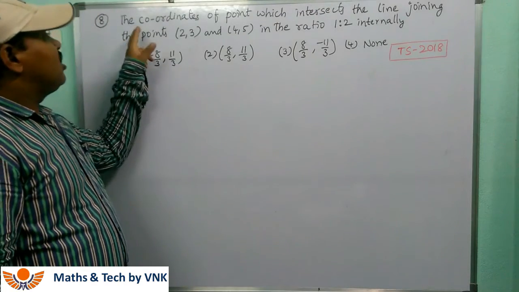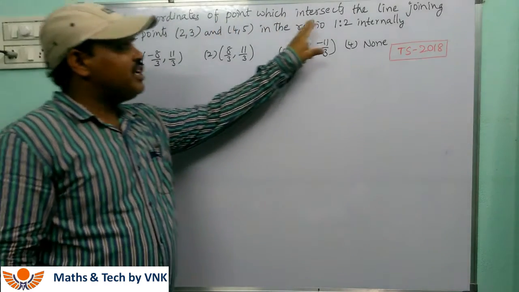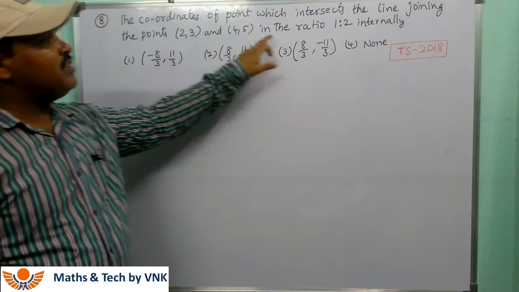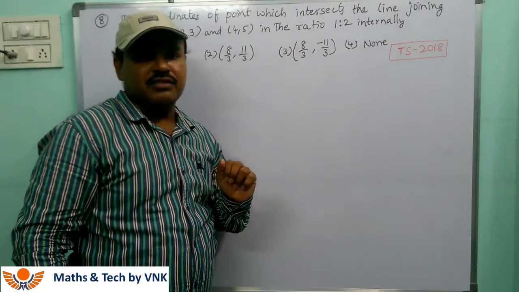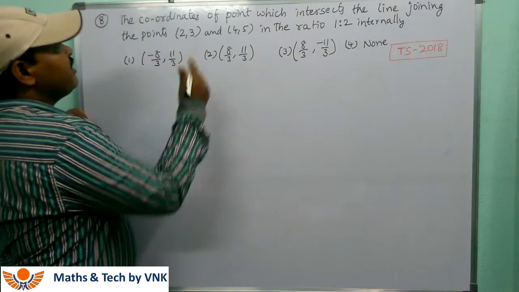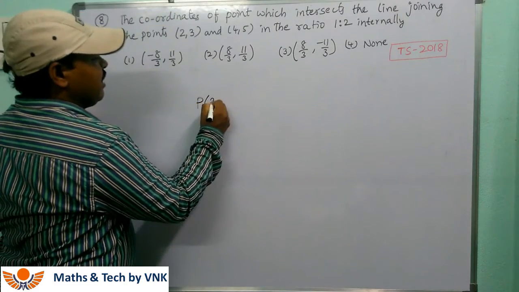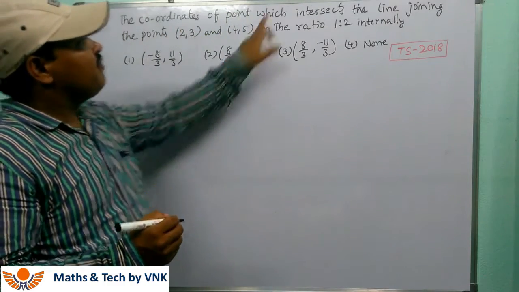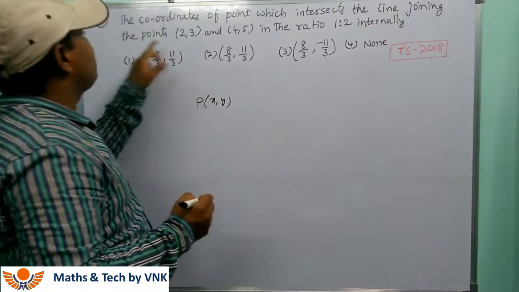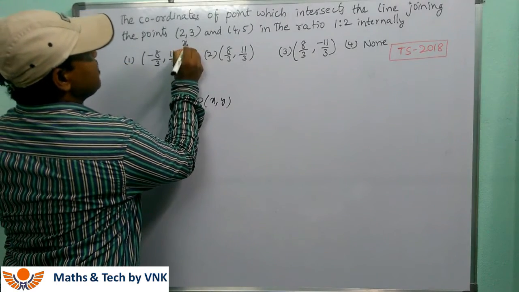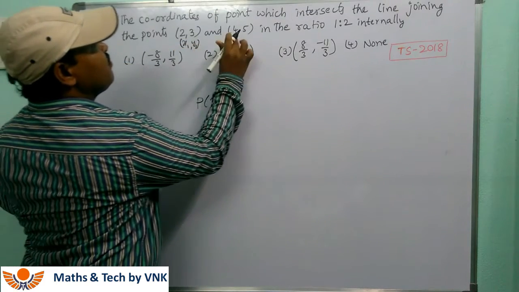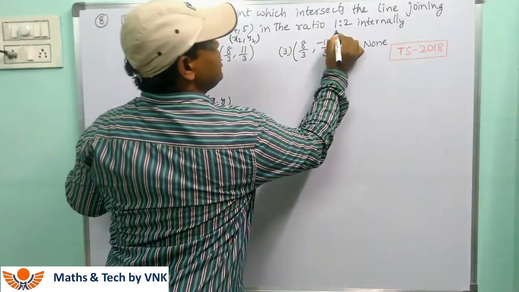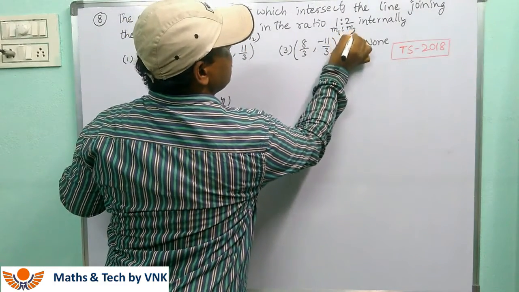Next question is, the coordinates of the point which intersects the line joining the points (2, 3) and (4, 5) in the ratio 1:2 internally is. So we have to find a point P(x, y) which intersects the line joining the points (2, 3), that is x1, y1, and (4, 5), that is x2, y2, in the ratio 1:2, that is m1:m2, internally.